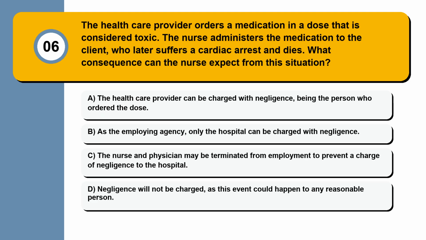Question 6. The healthcare provider orders a medication in a dose that is considered toxic. The nurse administers the medication to the client, who later suffers a cardiac arrest and dies. What consequence can the nurse expect from this situation? The healthcare provider can be charged with negligence, being the person who ordered the dose. As the employing agency, only the hospital can be charged with negligence. The nurse and physician may be terminated from employment to prevent a charge of negligence to the hospital. Negligence will not be charged, as this event could happen to any reasonable person.